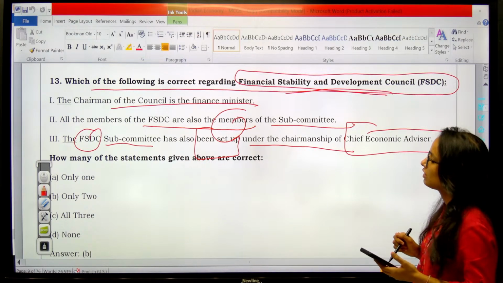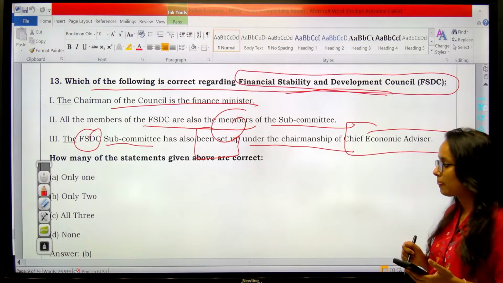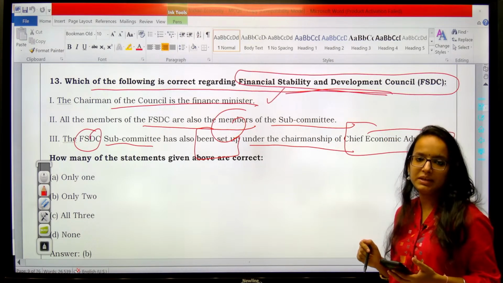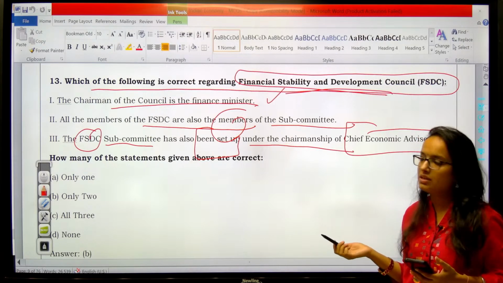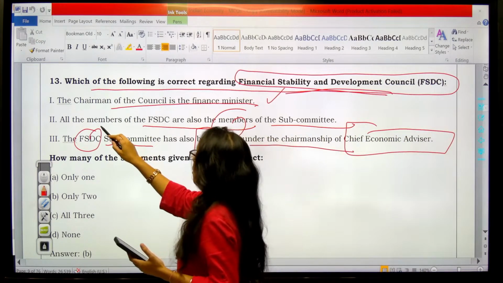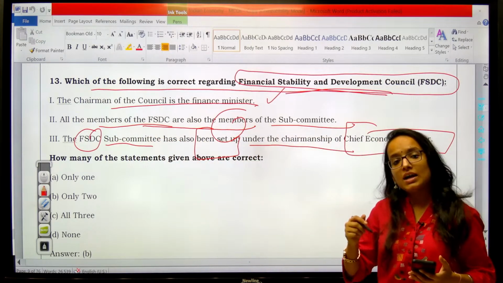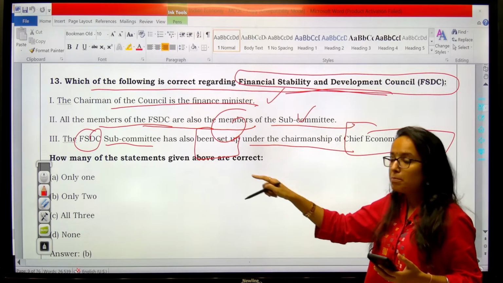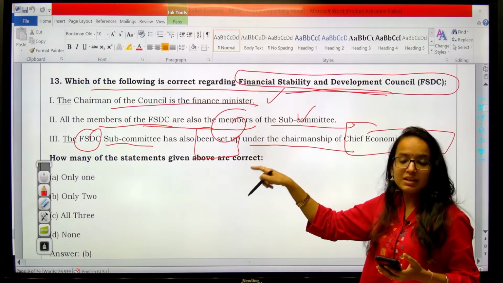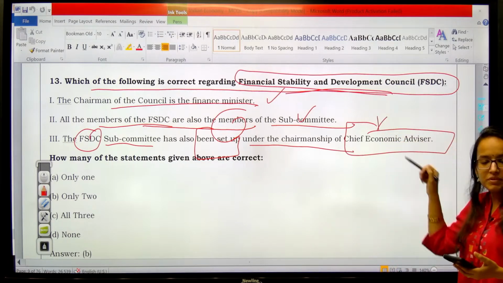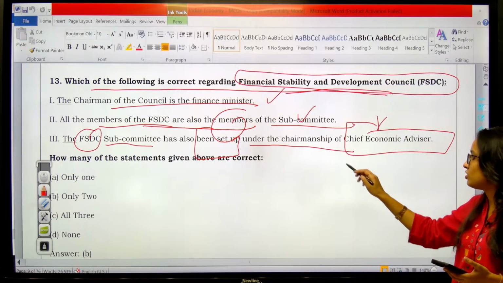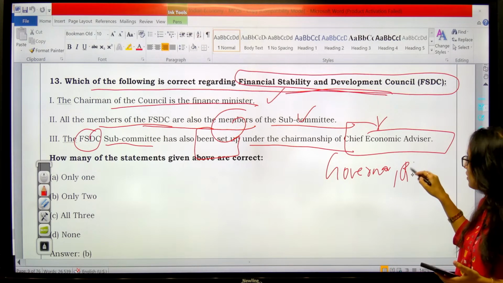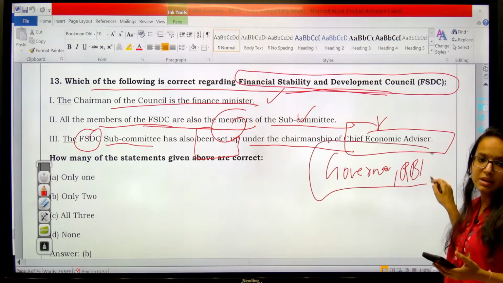Only 2. Statement 3 is incorrect. Okay, very good. So the chairman of the Financial Stability and Development Council is the Finance Minister. Yes, true. Second, all the members of FSDC are also the members of the FSDC subcommittee. Yes, true. But the FSDC subcommittee is not chaired by the Chief Economic Advisor, rather it is chaired by the Governor of RBI. So it is chaired by the RBI Governor.